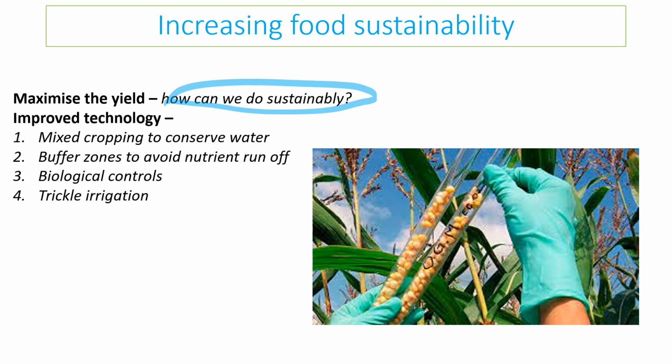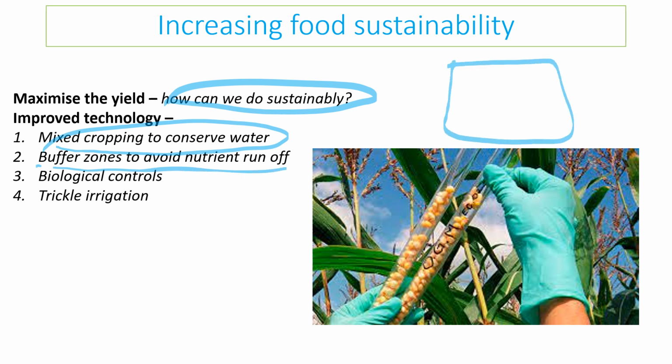Well, we can improve technology by using different technological approaches. We can use mixed cropping to conserve water, growing different crops in the same field. We can use buffer zones around the outside of fields, areas where no crops are grown, to avoid runoff, so water is caught by trees, for example. We can use biological controls rather than pesticides, and trickle irrigation rather than spraying, which is also mentioned several other times in this module.